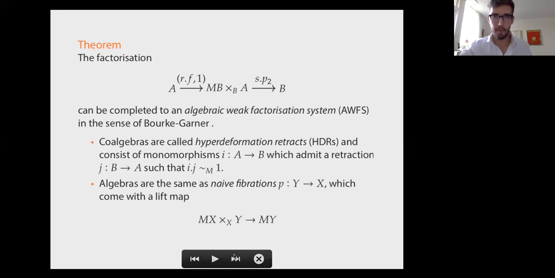And algebras are the same thing as something we call naive fibrations, which are fibrations in the sense everyone thinks of. So what it means is they come equipped with, so we have an arrow from y to x, and they come equipped with something that takes a path in x and takes something in y which lies above the target, and it constructs a path in y, so it extends it to a path in y that lies completely above the underlying path in x. So that's what everyone thinks of as a fibration, and we call it a naive fibration.